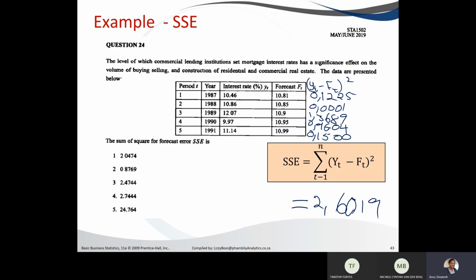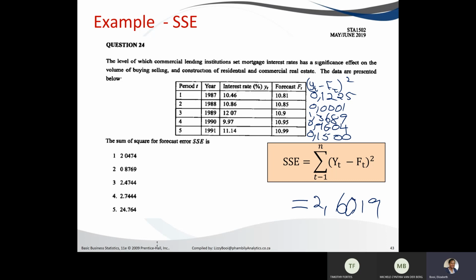Did you calculate? Check your answers as well, see if there is somewhere where I calculated it all wrong. I will start again. 10.46 minus 10.81 squared. It's 0.1225. 10.86 minus 10.85. Square the answer. 0.001.